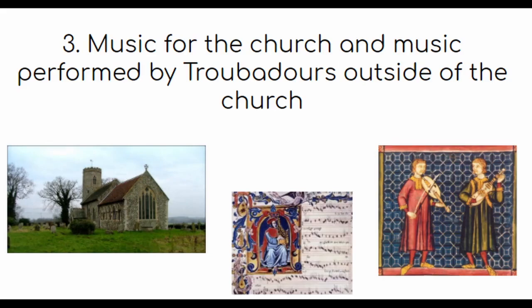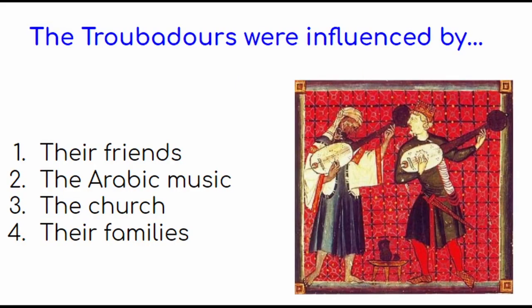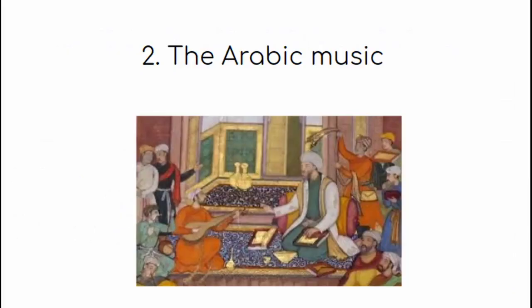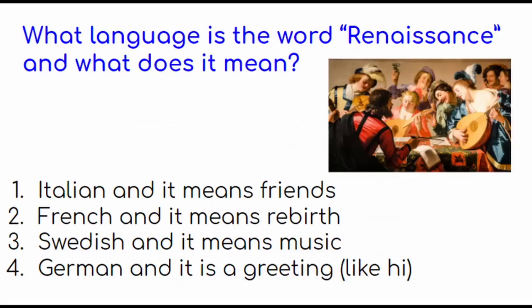Let's try another one. The troubadours were influenced by 1. Their friends. 2. The Arabic music. 3. The church. 4. Their families. And the answer is 2. The Arabic music. Very good. Let's move to the next question.